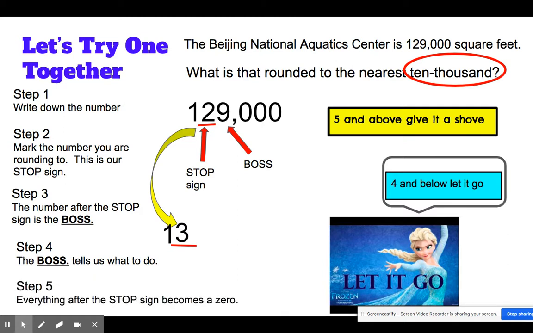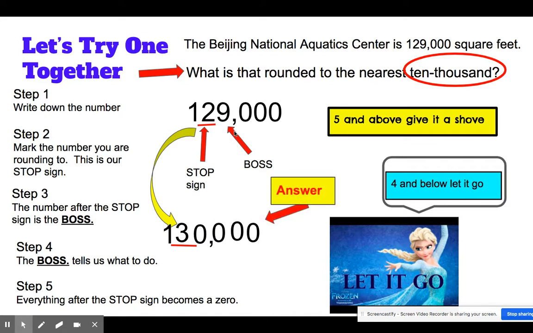Step 5, everything after the stop sign becomes a 0. So the 9 becomes a 0, and the others are already zeros, but we're just going to continue writing zeros until we're done. Again, our question was, what is that number, 129,000, rounded to the nearest 10,000? Well, our answer is 130,000.